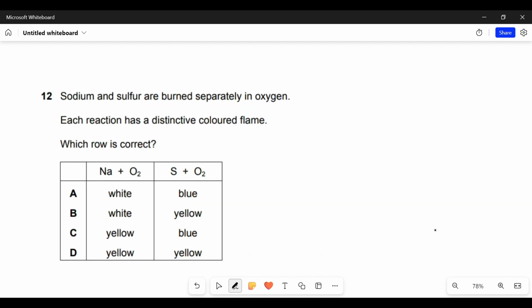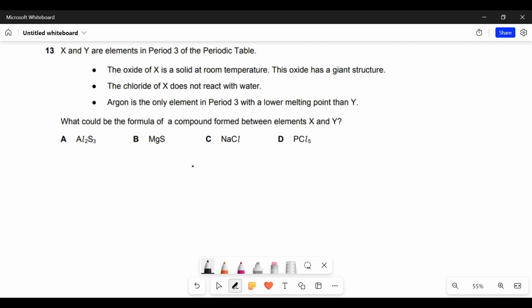Hence option. Question number 12 says sodium and sulfur are burnt separately in oxygen. Each reaction has a distinctive color flame. As we know that sodium burns with yellow flame and sulfur burns with blue flame, hence option C should be the correct response. Let's look at question number 13.